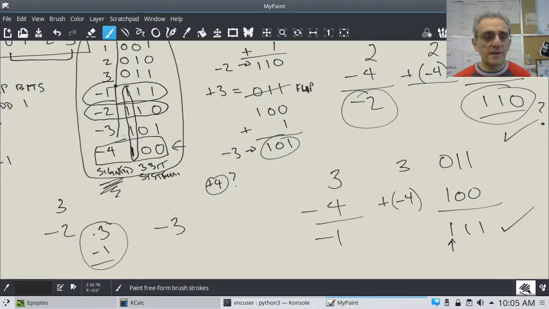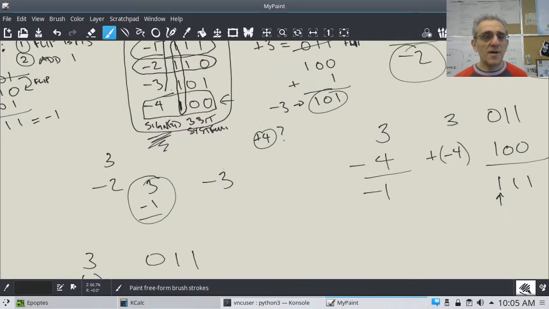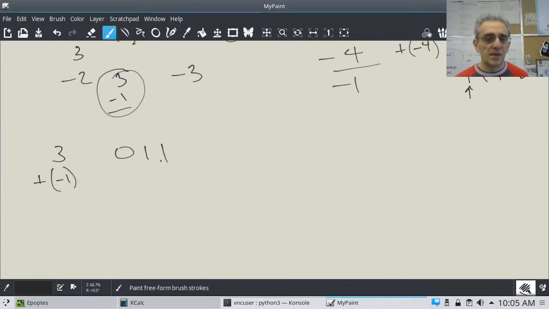Let's go 3 take away 1. Okay, so if I do 3 take away 1, what's a 3? 3 is 0, 1, 1. And take away 1 is like saying plus negative 1. And what's negative 1? If you remember, negative 1 is 1, 1, 1. So 1, 1, 1. And now we add them. Ready? 1 plus 1 is 2. Carry the 1. 1 plus 1 plus 1 is 3. Put the 1 down, carry the 1. And now 1 plus 1 is 2. Put the 0 down and carry the 1, and now you get this 1, right?